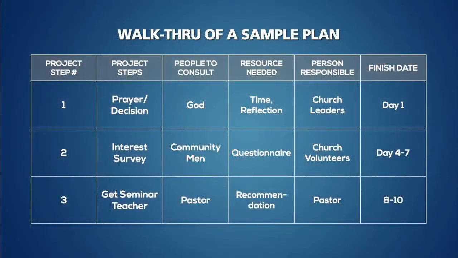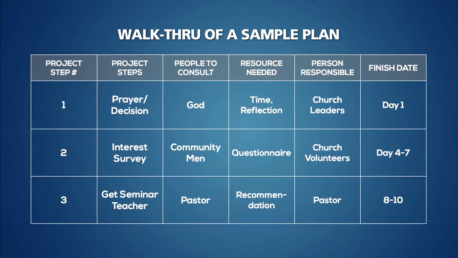Rather than going through all 5 columns, I just want to go through the project steps, because the rest of it you'll see on your printout. But let's just get an idea of the sequence. Step 1 was prayer and decision. What are we going to do? Step number 2 was to do a survey in the community to see if the men of the community would be interested in this kind of a seminar.